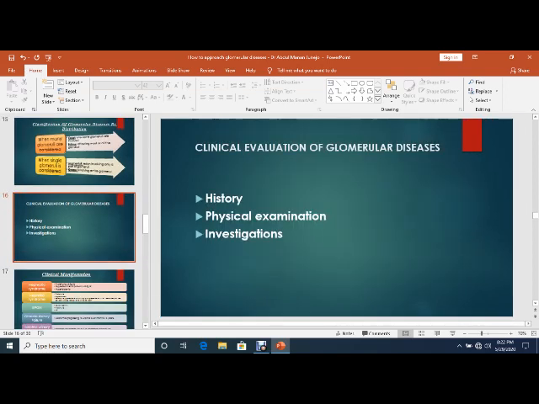So after this classification of glomerular disease, now the clinical evaluation of glomerular disease. History plays an important role in the diagnosis of glomerular disease. In any disease, history is very important to detect renal problems or other disorders. After that, we have to examine the patient. After examination, we should investigate the patient to confirm the disease.